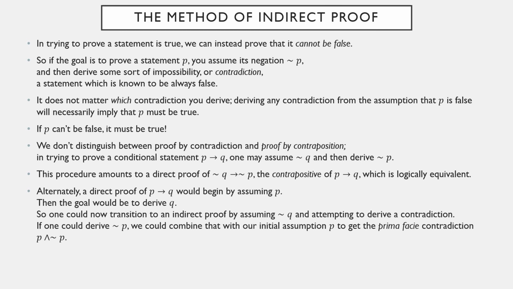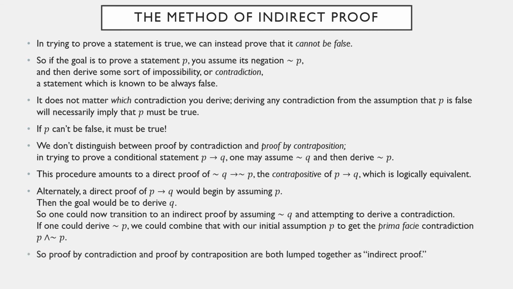Alternately, a direct proof could begin with P. You would start by assuming P, and then you would need to derive Q. And if you know you need to derive Q, what you could end up doing is say, well, I don't know how to do it. Let's do an indirect proof. I want to show Q is true, so I'm going to assume Q is false, and now get a contradiction. One of the contradictions you might derive is getting not P. That would exactly contradict your original assumption of P. And you can combine these two things together then to get P and not P, which is definitely a false statement. Proof by contradiction, proof by contraposition, we're just calling that all indirect proof.